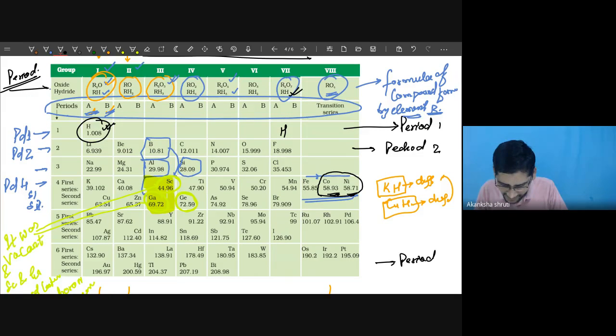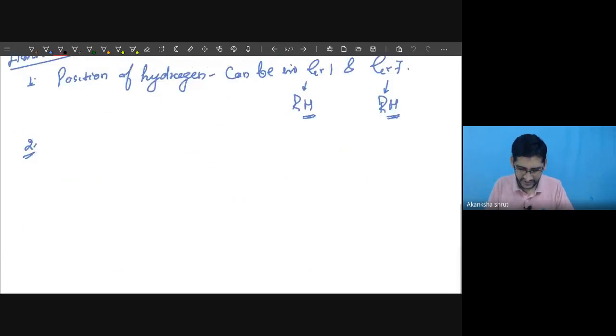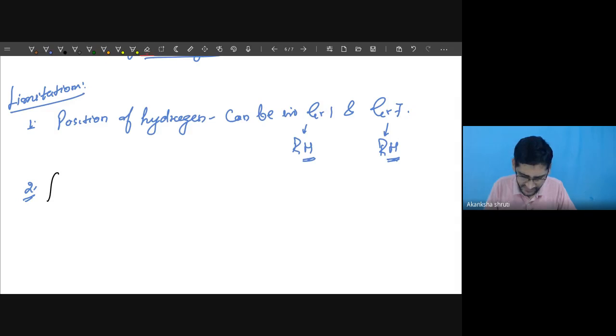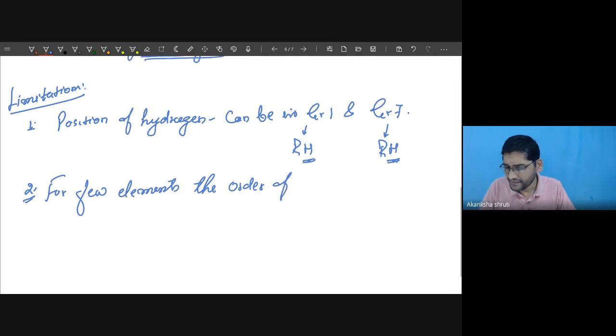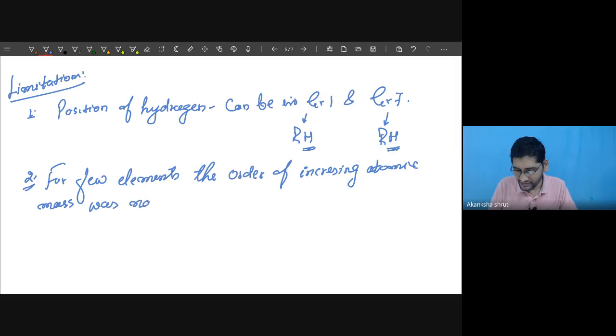Another, what else can you observe? There are also many elements. What are you observing, student? Aluminium and silicon. Is it increasing? No. So for a few elements, the increasing order of mass was not followed. So write it. Write on the second one. For few elements, the order of increasing atomic mass was not followed.